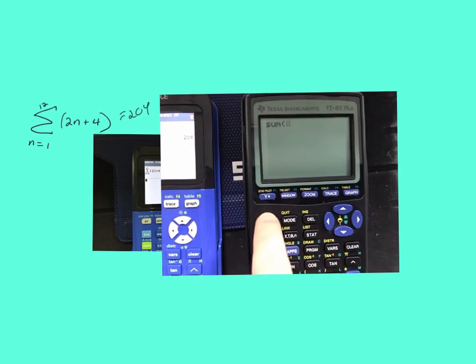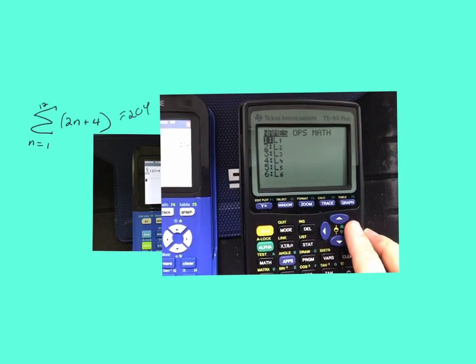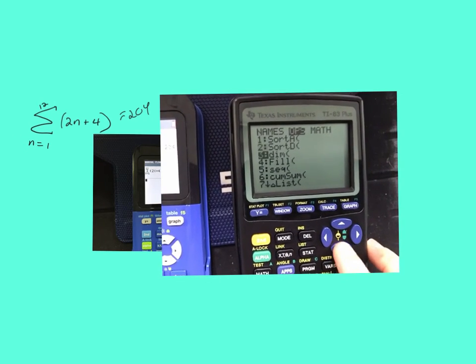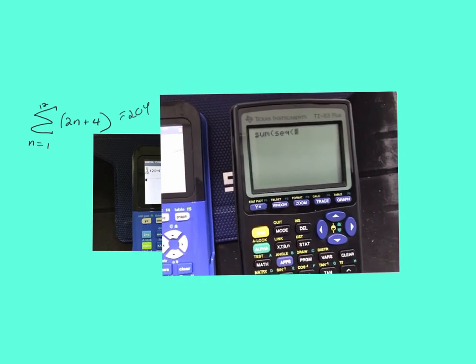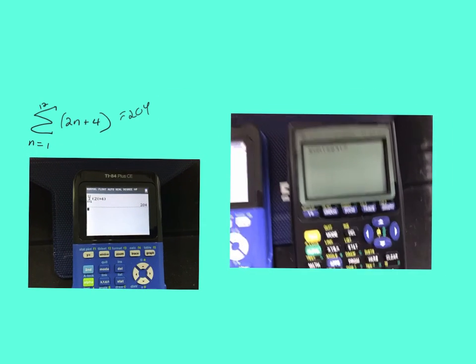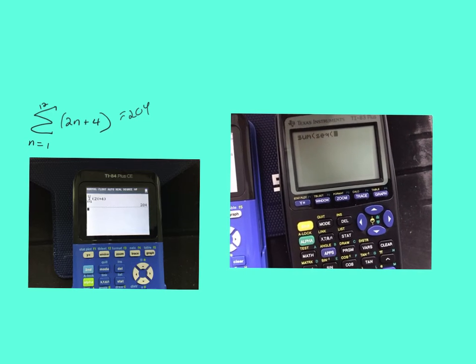Then you're going to hit second stat again. This time you go over to ops, and you scroll down to where it says sequence. So now you have to give the sequence, right? Did I do that order? I just had to Google the list. Hang on.